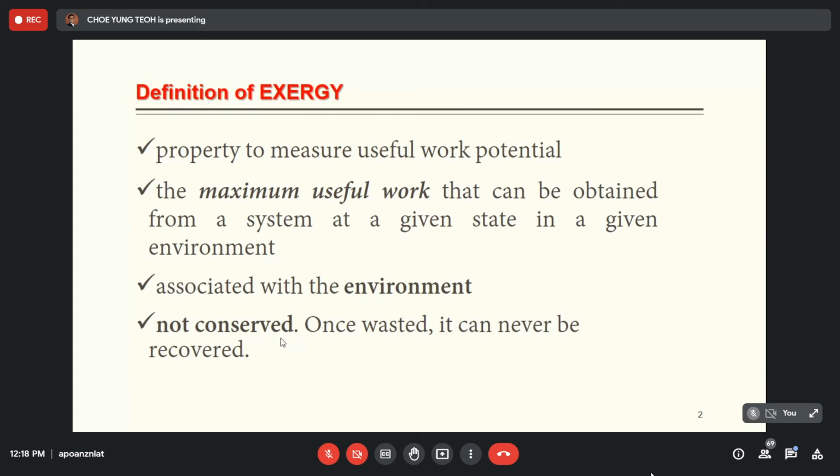But what if you have the same cup of hot water, but the environment is at the same temperature as the hot water? So what happens? They will have zero net energy transfer. It reaches thermodynamic equilibrium. In this case, if I tell you that I have a cup of hot water, can you tell me how much energy you can get? No, you cannot. You cannot tell me exactly how much energy you can get unless I tell you the environmental condition.